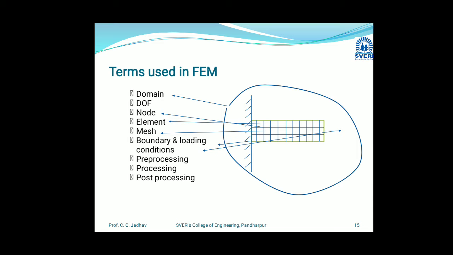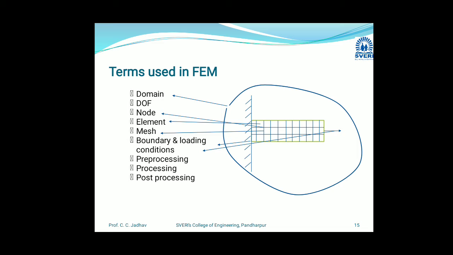The next term is the degree of freedom, that is, DOF. Any unconstrained structure has 6 degrees of freedom, of which 3 are rotary and 3 are translation. So for each unconstrained structure, meaning a point or edge, it has 6 degrees of freedom, 3 rotary and 3 translation.